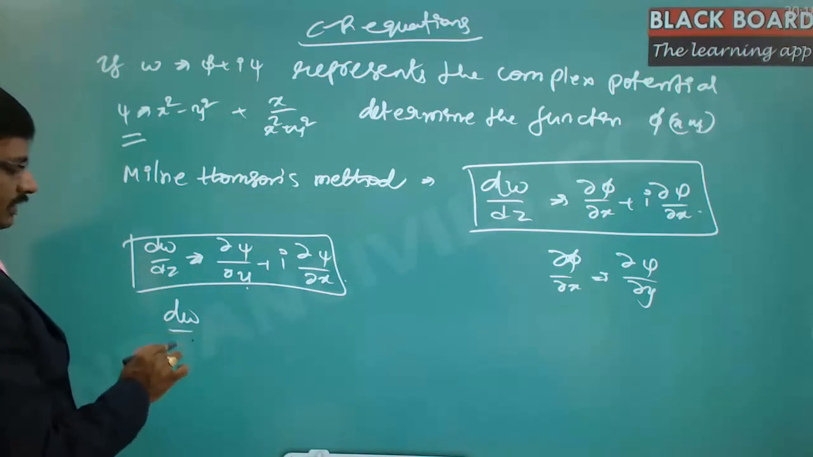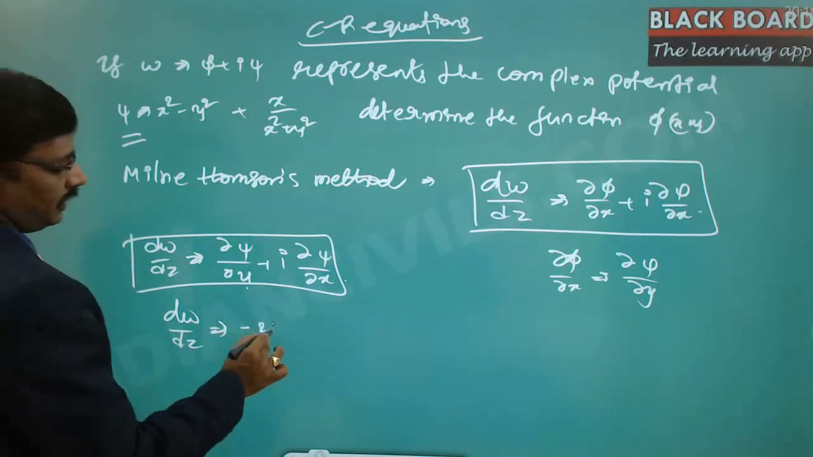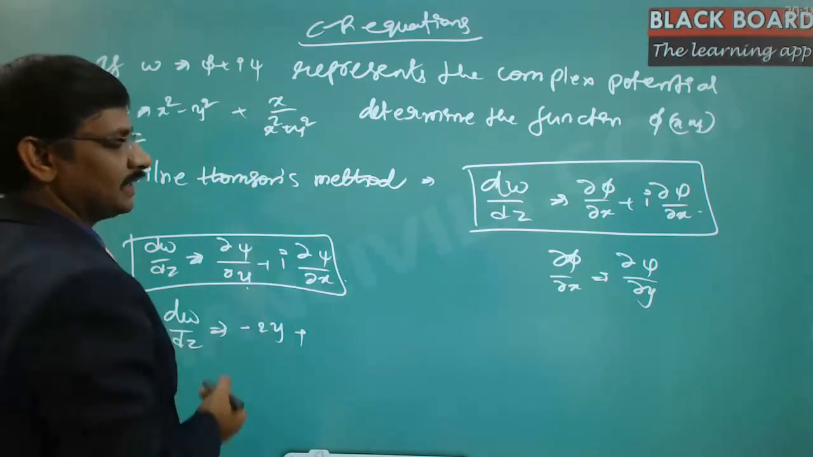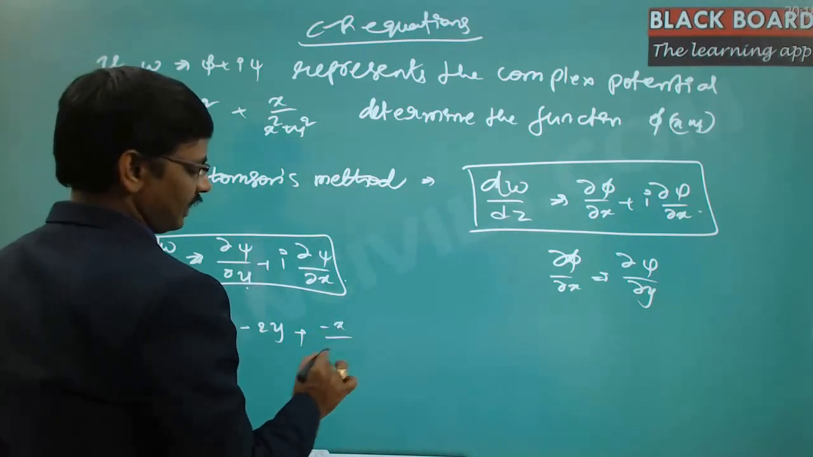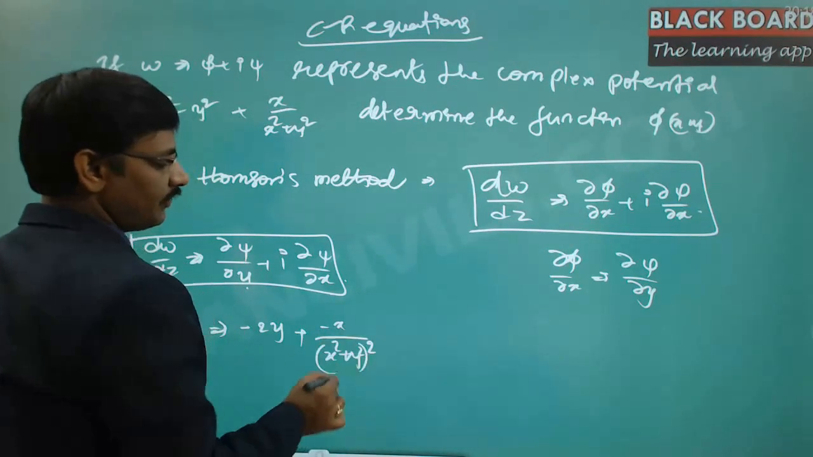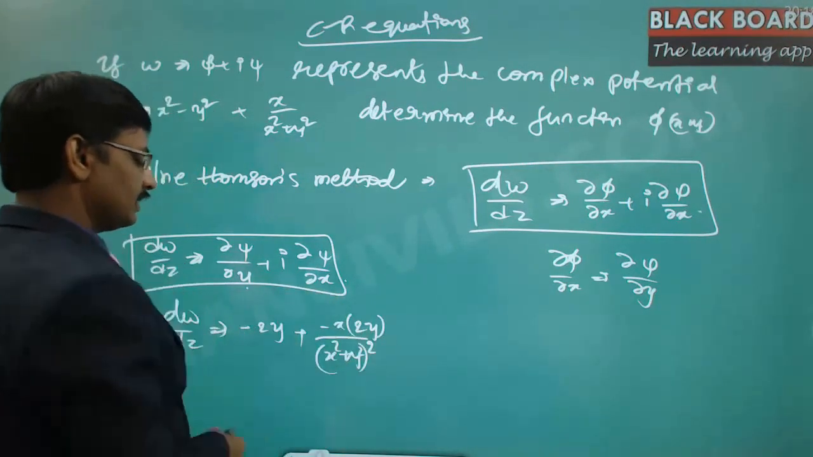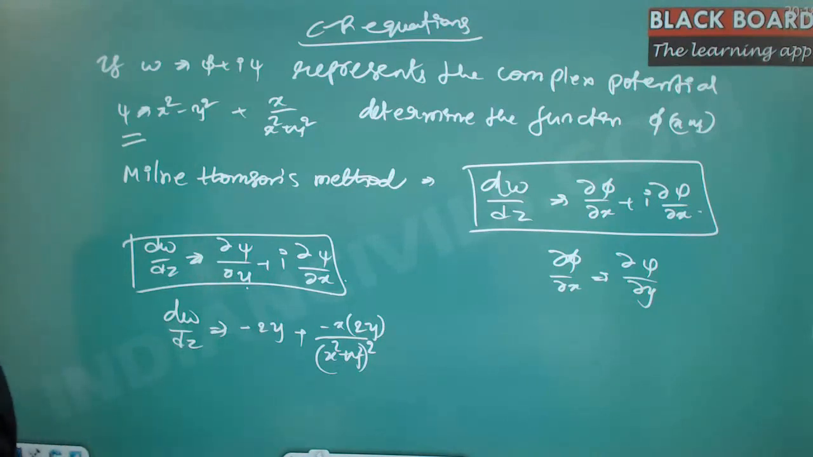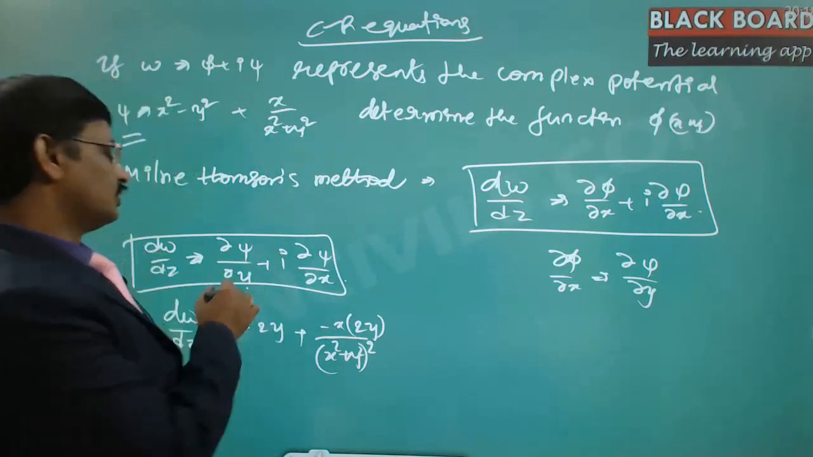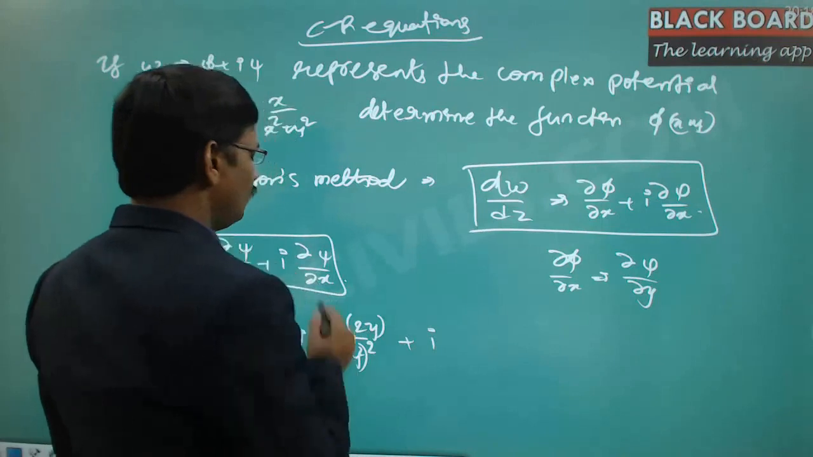So dw by dz is equal to dou psi by dou y. So this is minus 2y plus derivative of this with respect to y. So x being the constant, minus x by x square plus y square whole square into derivative of this inner function x square plus y square, derivative is 2y. Hence this is minus 2y plus minus x into 2y divided by x square plus y square whole square. This is the dou psi by dou y value plus i times dou psi by dou x.